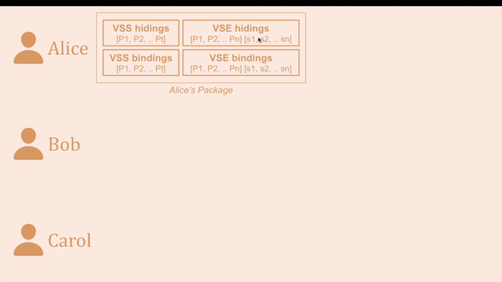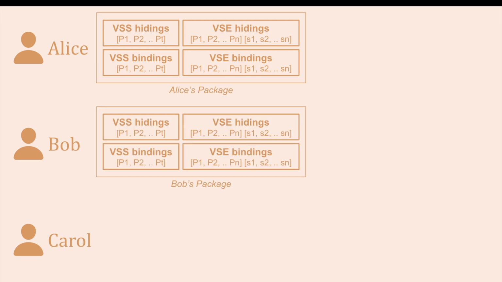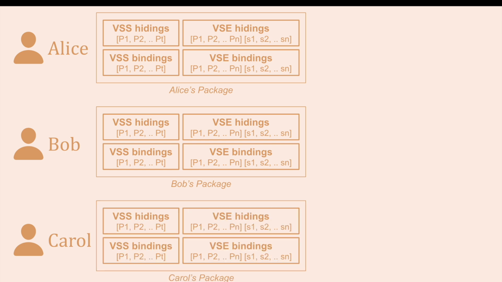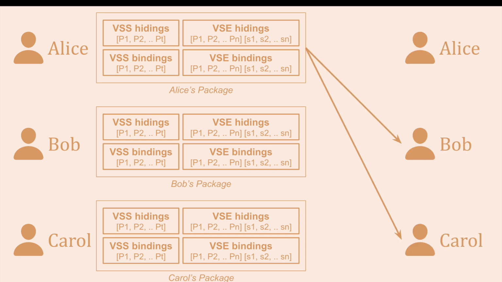So Alice creates her own package, or her own contribution. Bob does the same, right? He creates a vector of hidings, a vector of bindings, and VSC, VSS. And Carol does the same, creating her own contribution. Then Alice sends her package to Bob and Carol. Bob sends his contribution to Alice and Carol. And Carol sends her package to Bob and Alice. So when we all exchange our packages, the contributions, then we're all set. The setup is pretty much over.